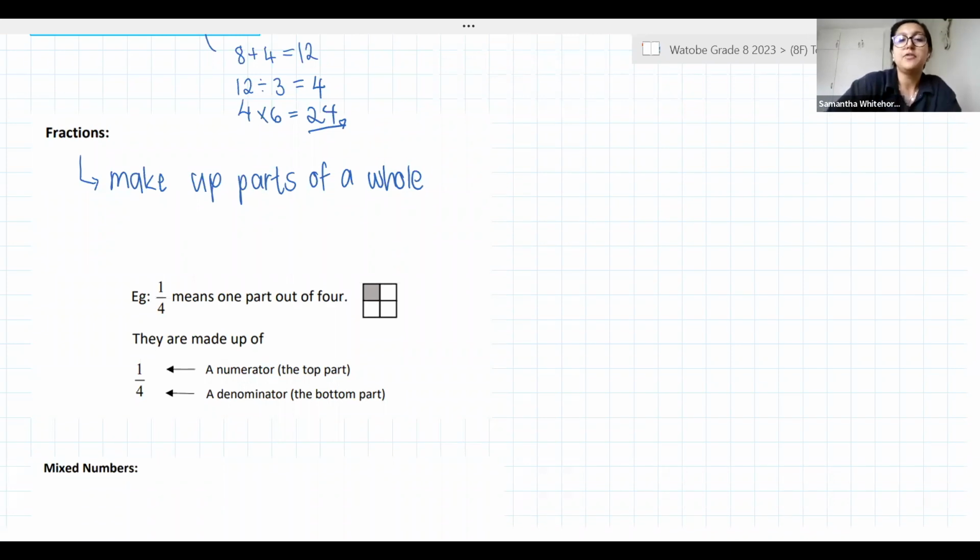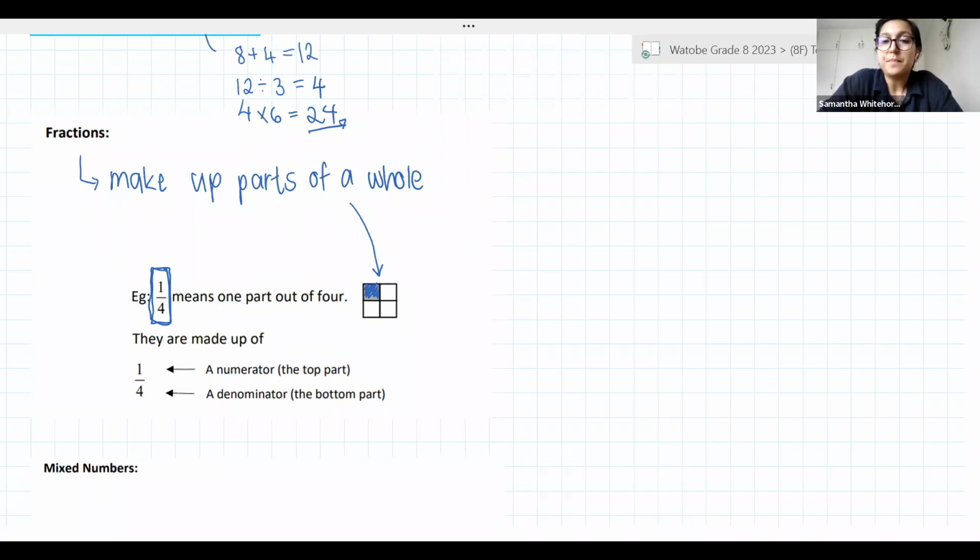Okay, so if you have a look at your little picture down here, you can see what that means as a visual representation. Here we've got our blocks, and we've got one block shaded in. In total, I have got 4 blocks. So as a fraction, we can say we have got 1 out of 4 shaded. Essentially, fractions allow us to represent these parts of a whole.